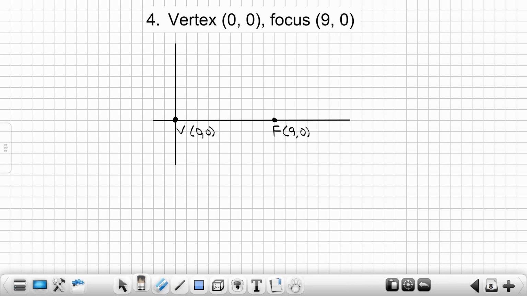What does 1 over 4a equal? 9. Whoop, I already did the multiplication in my head and I wasn't thinking. My mistake there.